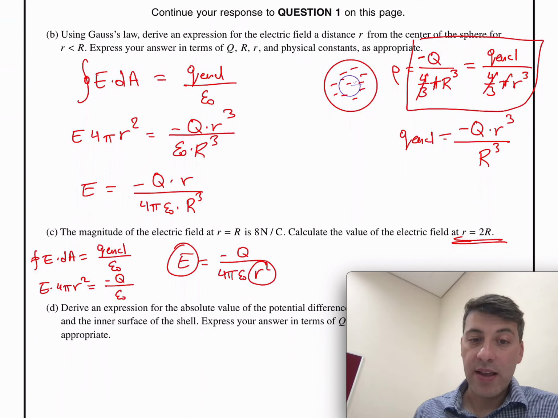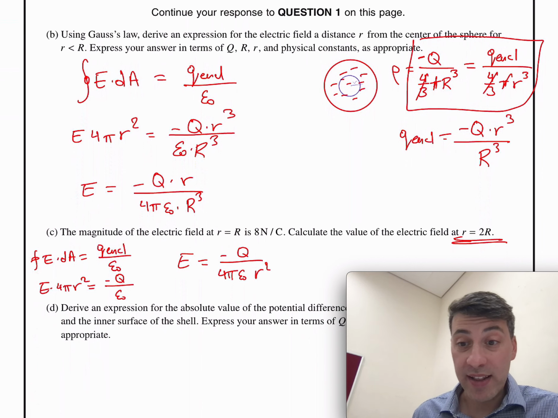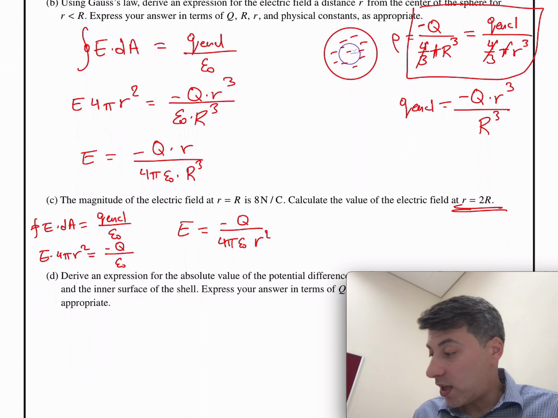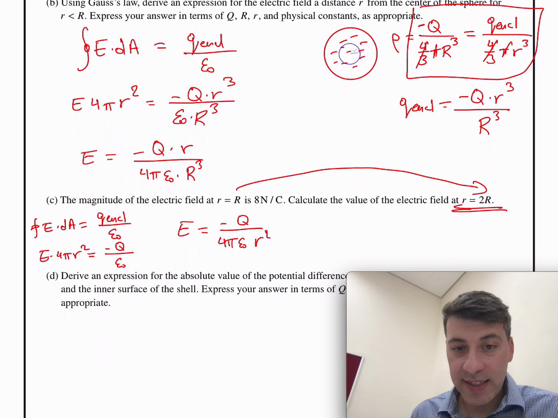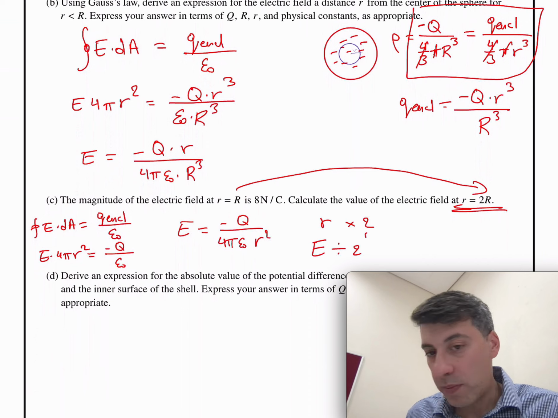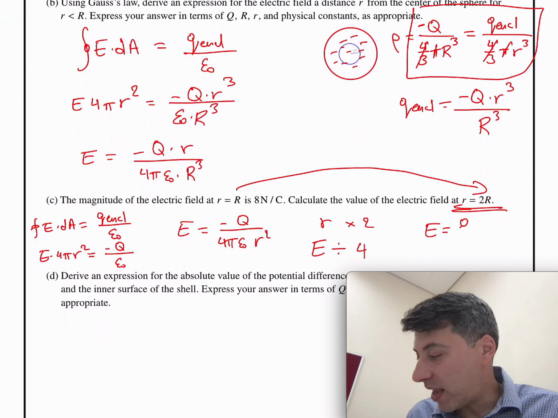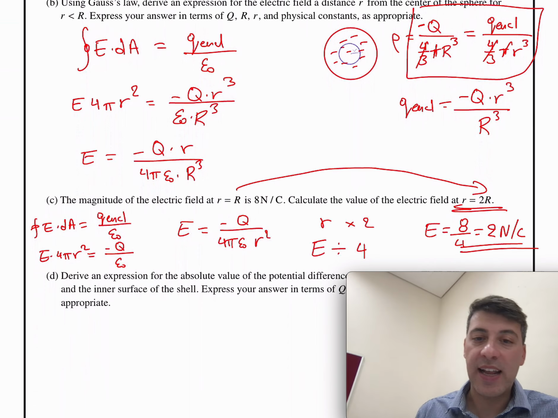Actually, the distance to the power of 2 is the factor that will help us calculate the electric field at that distance. So if we double the distance, since the distance is increased by a factor of 2, this means that the electric field will be decreased by a factor of 2 to the power of 2, so it will be decreased 4 times. So the electric field will be 8 over 4, it will be 2 Newton per Coulomb, which is our final answer for part C.